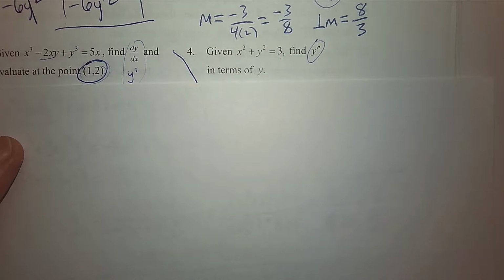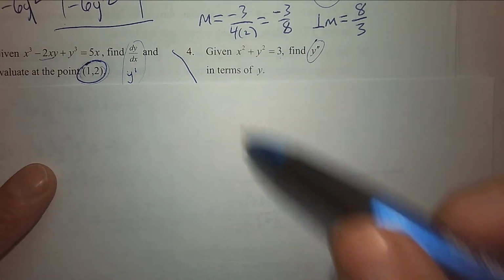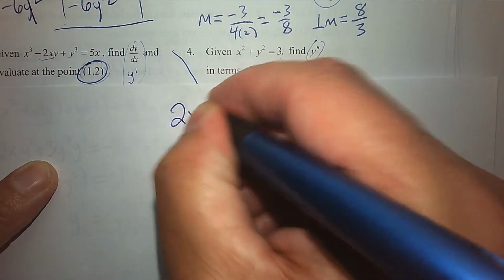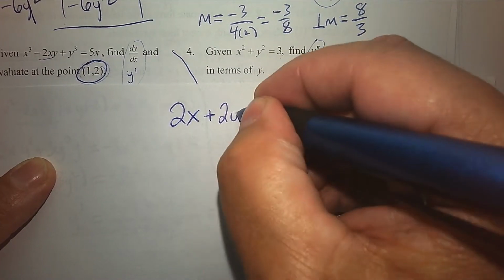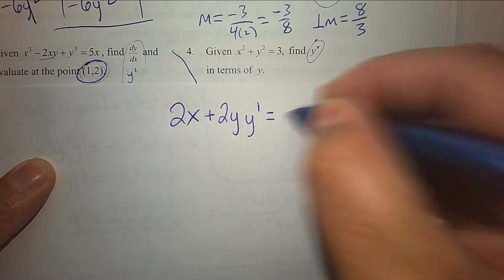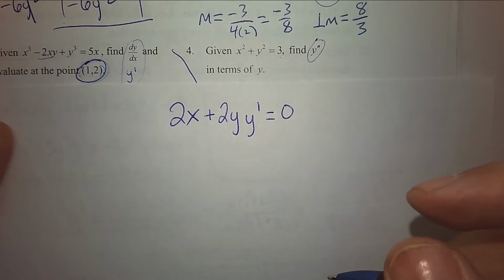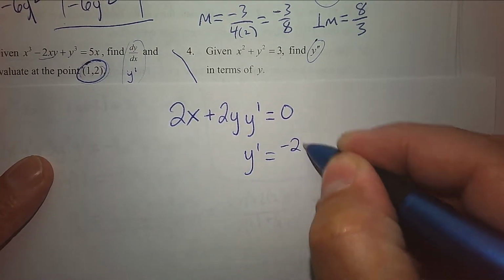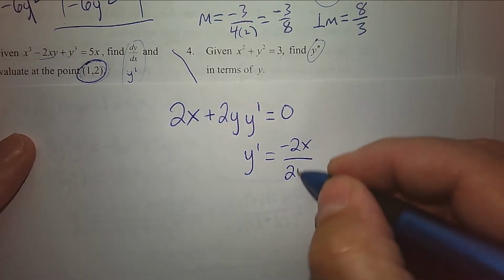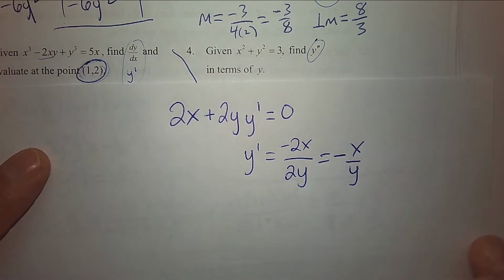So how am I going to do this? First I need to find the first derivative. What's the derivative of x squared? 2x. What's the derivative of y squared? 2y, but I need a y prime, and the derivative of 3 is 0. How can y prime be by itself? Subtract 2x and then divide by 2y, and this simplifies to negative x over y.